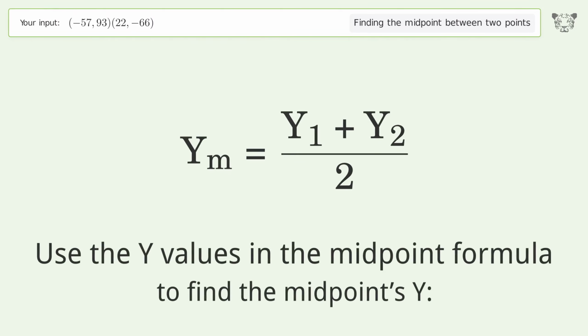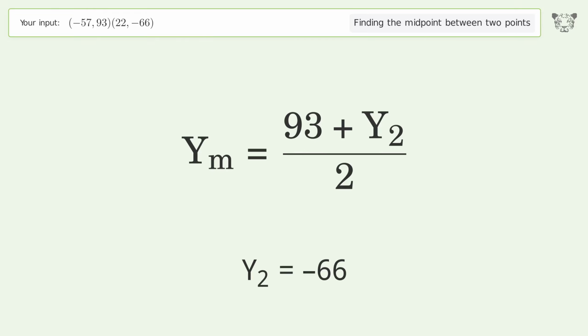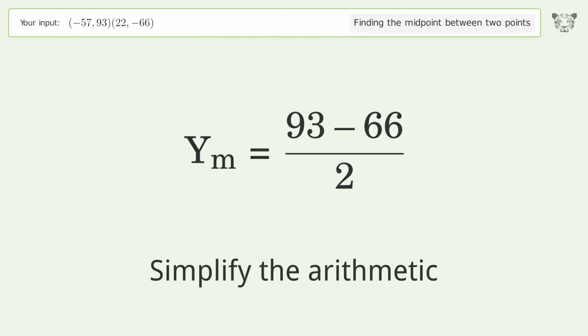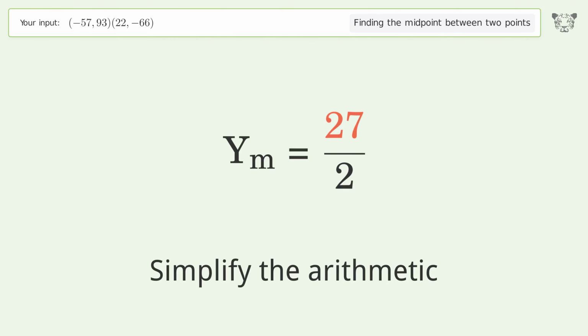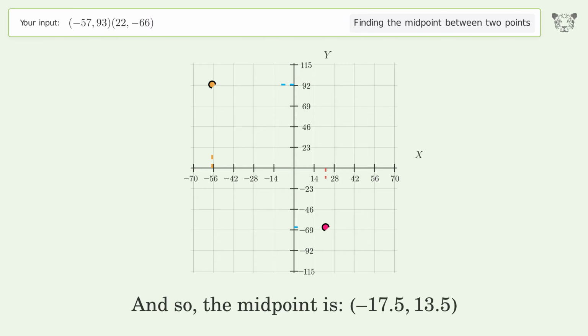Use the y values in the midpoint formula to find the midpoint's y. y1 equals 93. y2 equals negative 66. Simplify the arithmetic. And so, the midpoint is negative 17.5, 13.5.